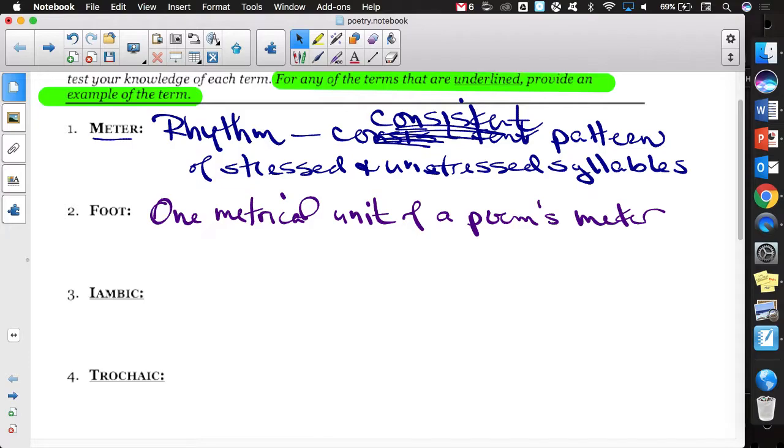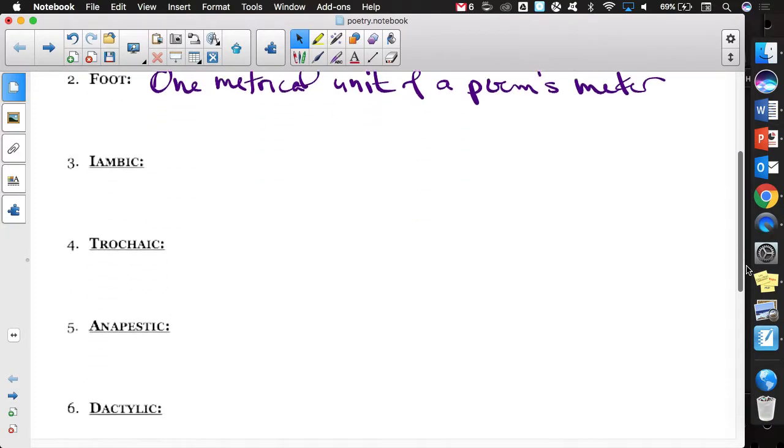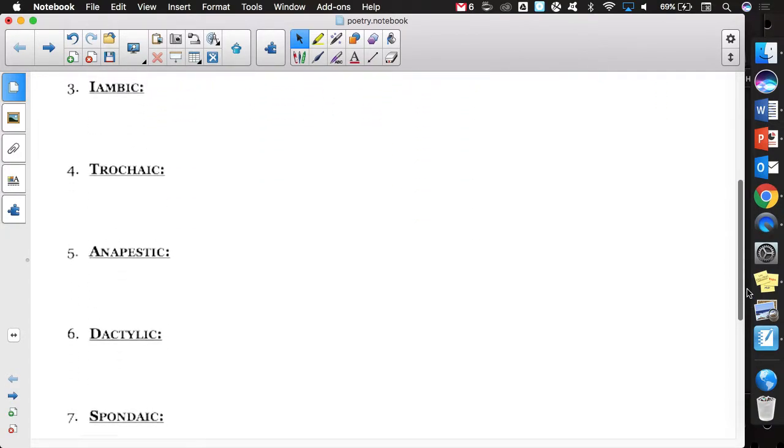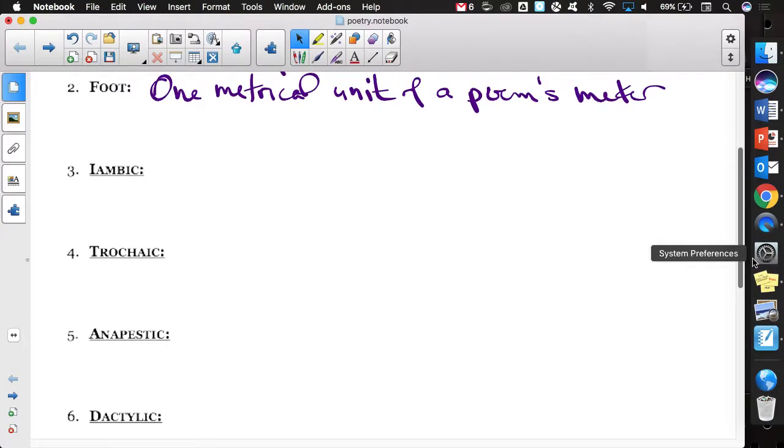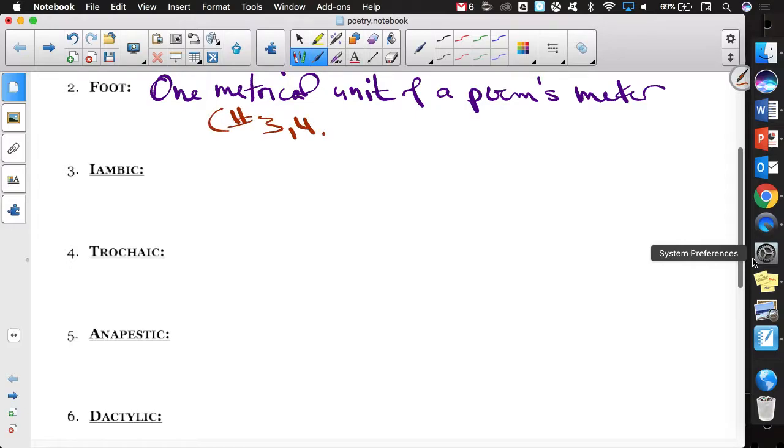Iambic. So a foot's not going to be a whole poem though, but it'll be like part of a poem. It could be a word, it could be a couple words, depending on what the meter is. So for numbers 3, 4, 5, 6, and 7, these would all be examples of different types of feet that would be out there. So a foot is a singular metrical unit. Numbers 3, 4, 5, 6, and 7 would all be examples or types of feet.